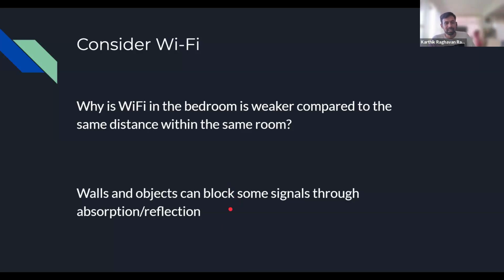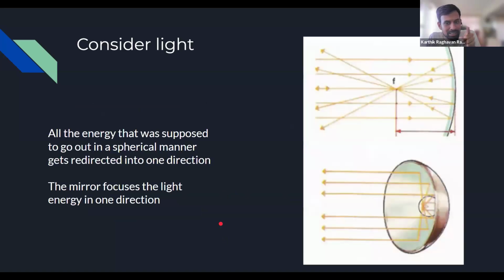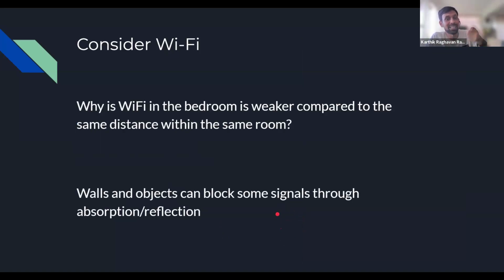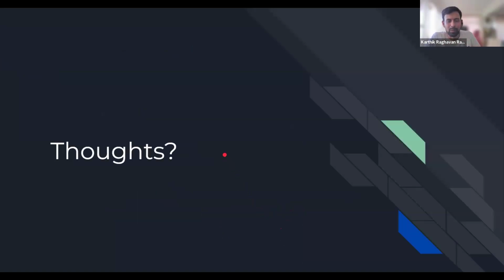So in the previous examples, we saw that it was no longer following the inverse square law, but it was stronger, right? The energy was dissipating slower than the inverse square law. In this case, the energy is dissipating faster than inverse square, because of absorption and reflection.